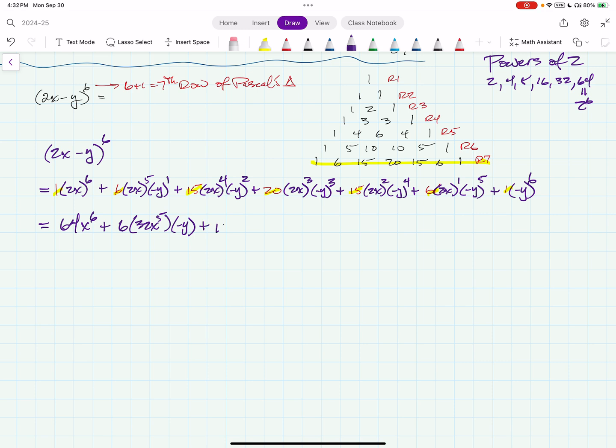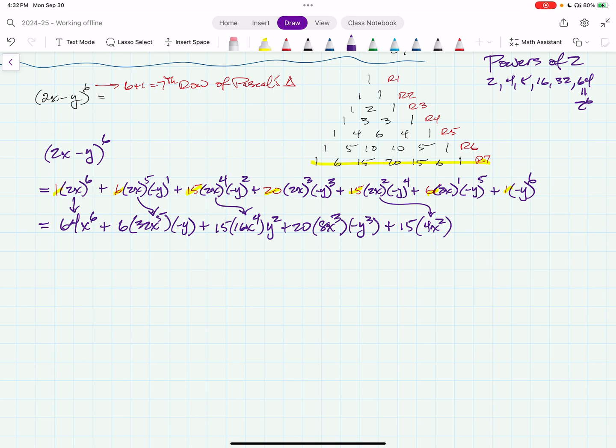And then we got 15 times 2x to the 4th, which is 16x to the 4th. Now, negative y squared is just y squared. When you square a negative, it's positive. Okay, so we got 20 now. So 20 times 2x to the 3rd power, that's 8x cubed. Now, when you take negative y to the 3rd power, that's just negative y cubed. Plus 15 times 2x to the 2nd power, that's 4x squared.